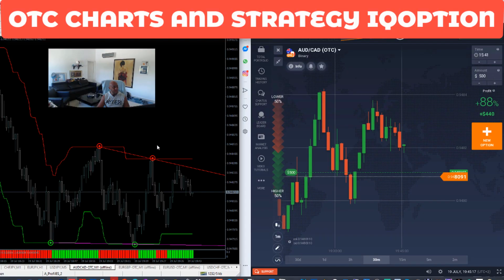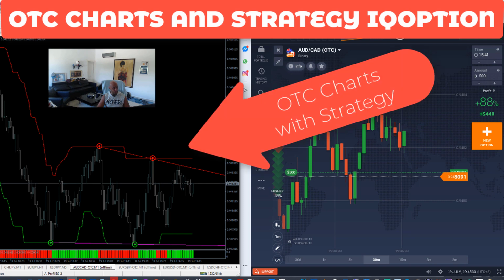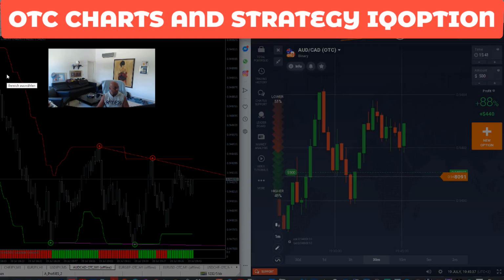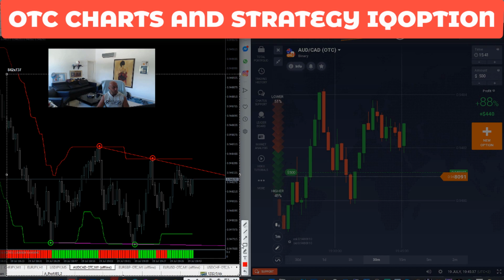You see here my strategy for trading binary options OTC on the weekend with IQ Option, and that's the strategy here on the left side on my MetaTrader 4. I'd like to show you how the strategy works. It's really easy to understand. Let me make a screenshot. So we have our strategy here. We have a simple channel.